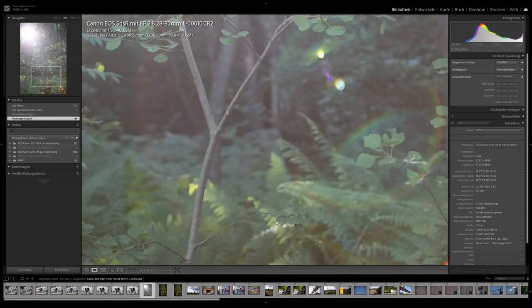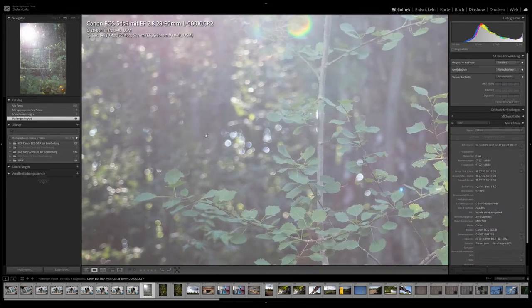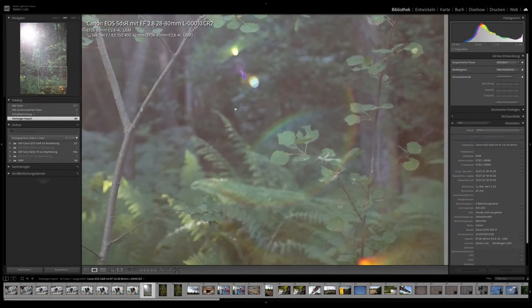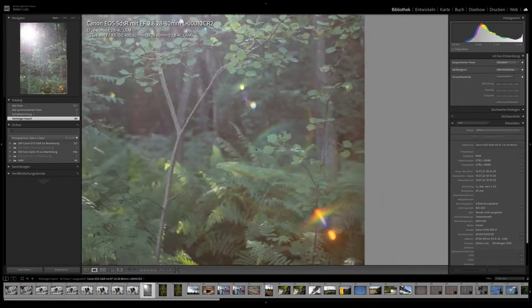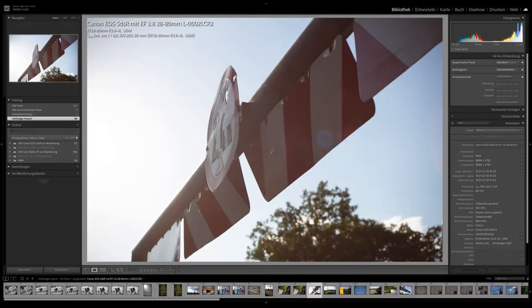Not surprising is the weak performance in strong backlight. This shows the age of the lens, and the state-of-the-art of the coating at that time. Even the supplied lens hood did not save much of the image. However, even today's lenses, which are corrected with many elements, sometimes have problems in backlight.